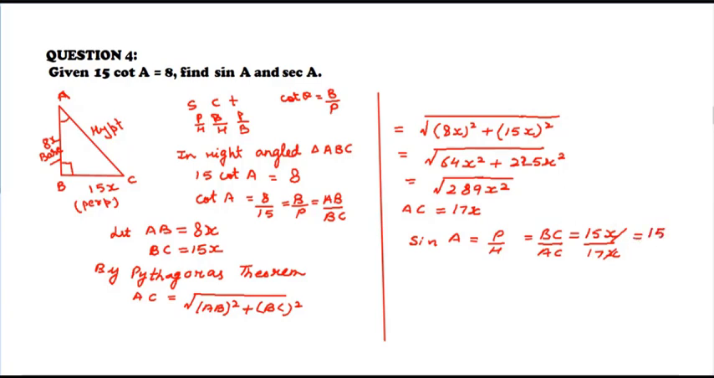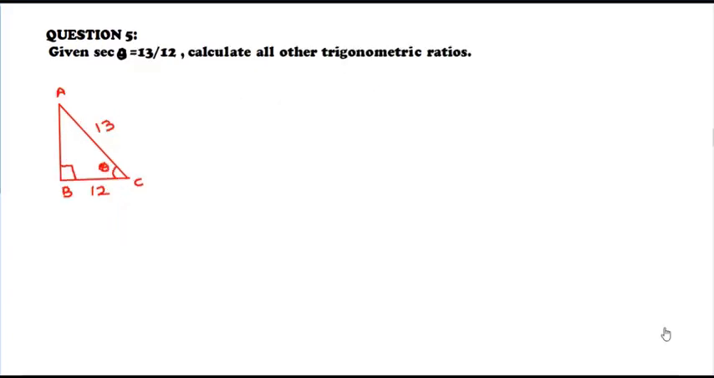Similarly, let us find secant A. Secant A is equal to hypotenuse upon base, that is equal to AC upon AB. So that is equal to 17x upon 8x. X and x gets cancelled out. So what remains is 17 upon 8.